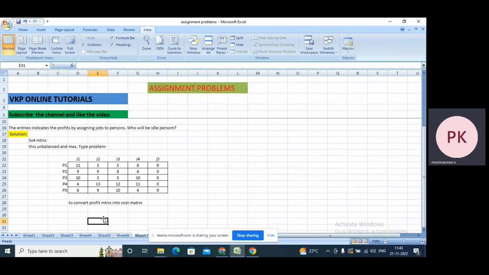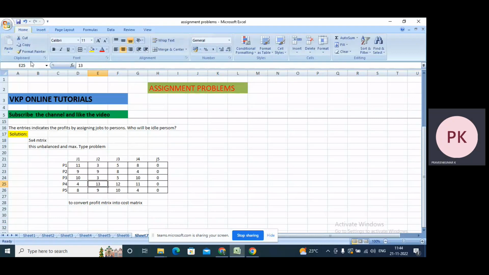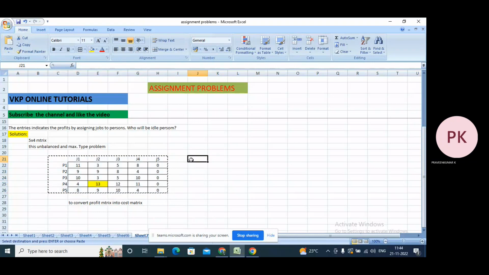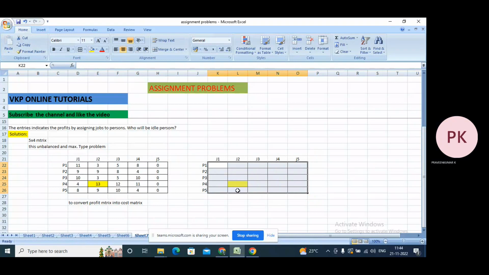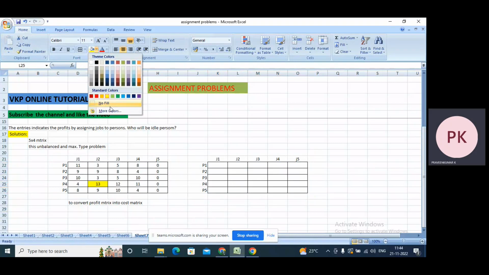To convert this profit matrix into a cost matrix, identify the maximum number in the profit matrix. In this case, the maximum profit is 13. So I will subtract the other elements from 13 to obtain the cost matrix. Let us see how to write the cost matrix. I'm writing the cost matrix for this one. Now the maximum element is 13.